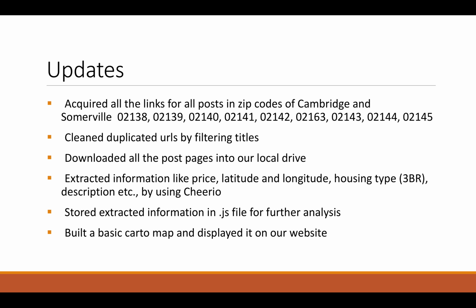And then we downloaded all the post pages into our local drive and extracted information like price, latitude, longitude, housing type, descriptions, etc. by using Cheerio. Next, we stored that information in JS files for further analysis. And lastly, we built a basic Carto map and displayed it on our website.